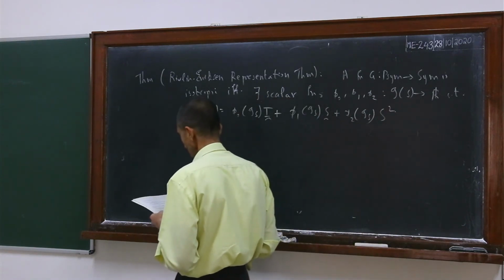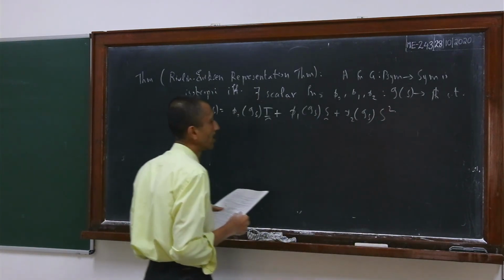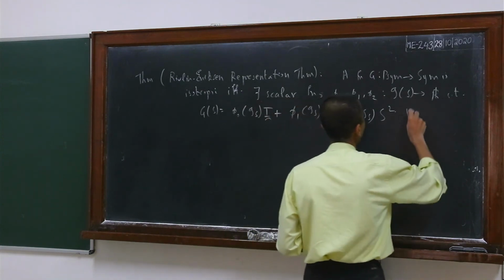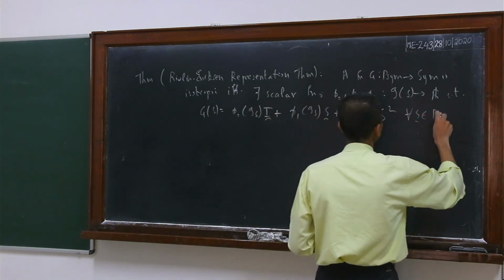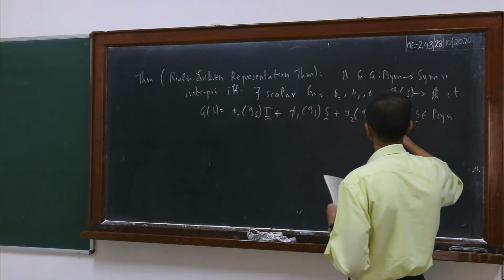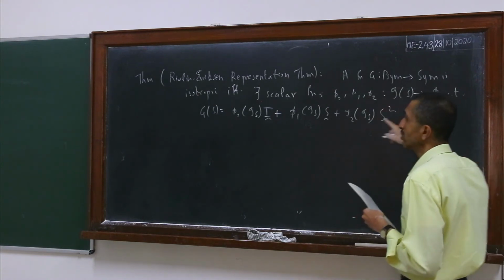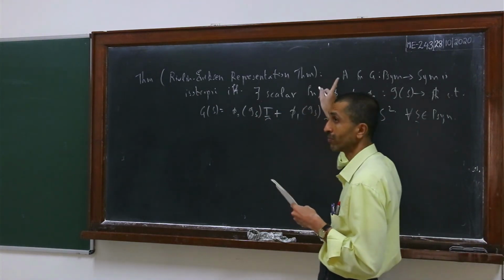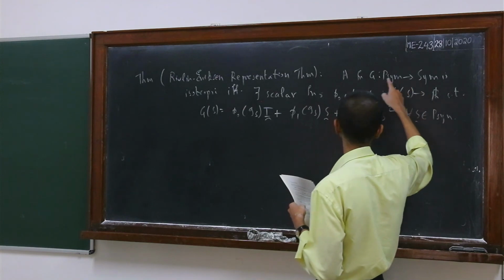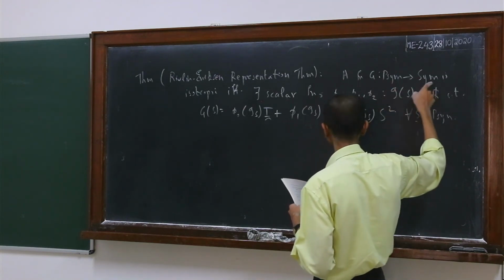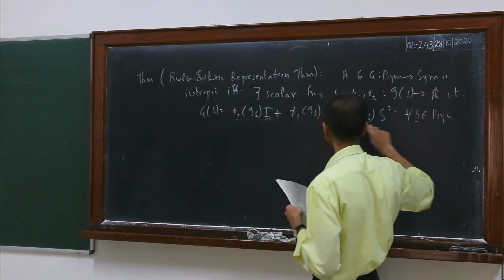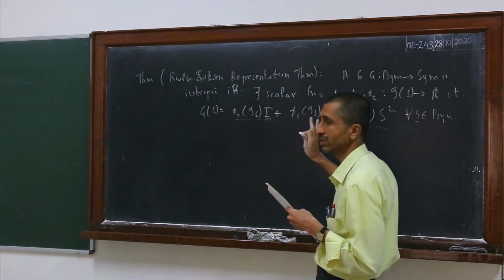So this is for all S belonging to P sim. Note that although S belongs to P sim, G of S belongs to sim, not to P sim. So this is a mapping from P sim to sim. This entire tensor belongs to sim, not necessarily to P sim.